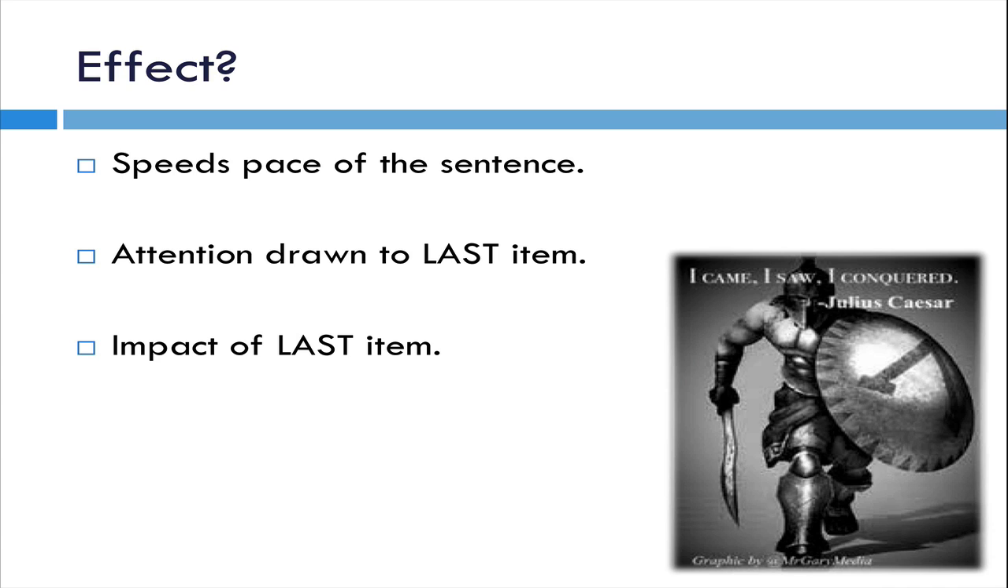And I'm not exactly sure why this is, since they're all evenly distributed by the comma, but there's something about rushing that pace and then getting to that last one. It's like you're rushing so you can get to the last item. And then therefore, because it's last, it gets a little bit more attention. So if you would like to speed the pace, if you'd like to draw attention to that last item, then asyndeton is what you should be trying to use.